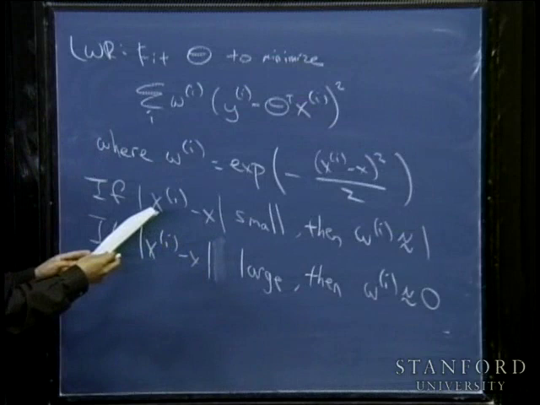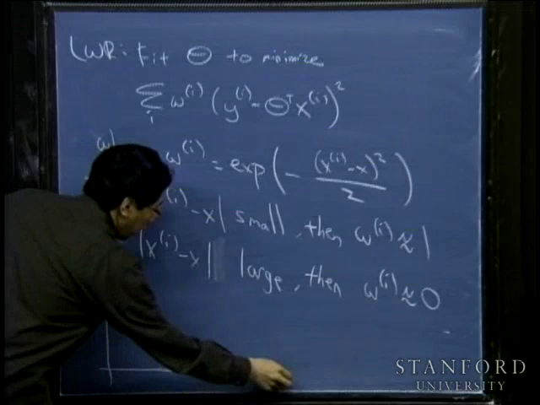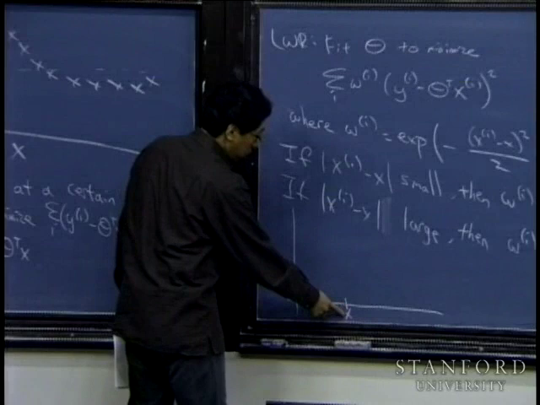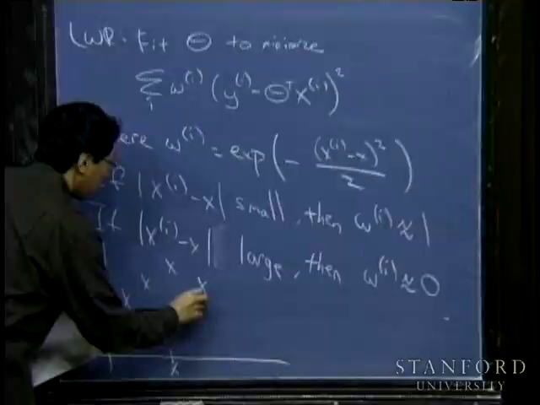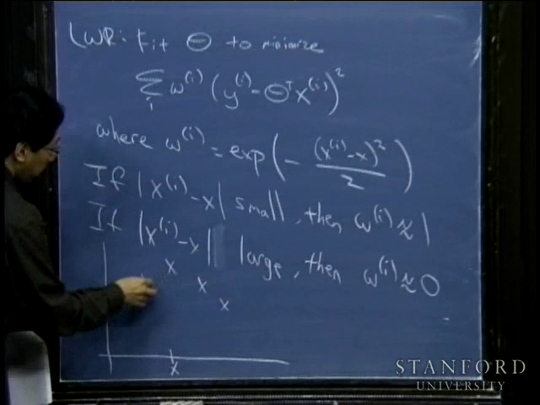So the picture is, if I'm querying at a certain point x, shown here on the x-axis, and if my data set looks like that, then I'm going to give the points close to this a large weight and give the points far away a small weight.